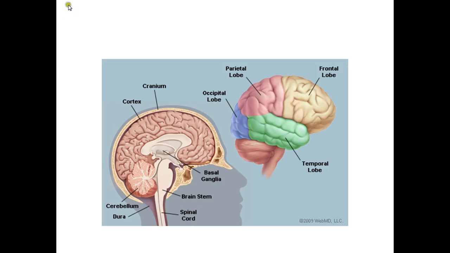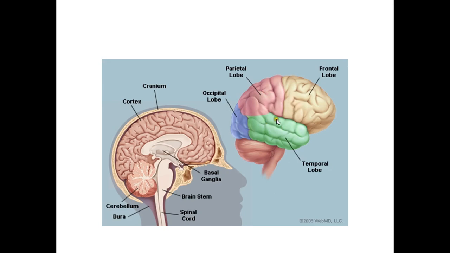This is the anatomy of the brain, and if you look at the brain, there are four lobes. One is the frontal lobe, one is parietal, one is occipital, and one is temporal, and these are on both sides.